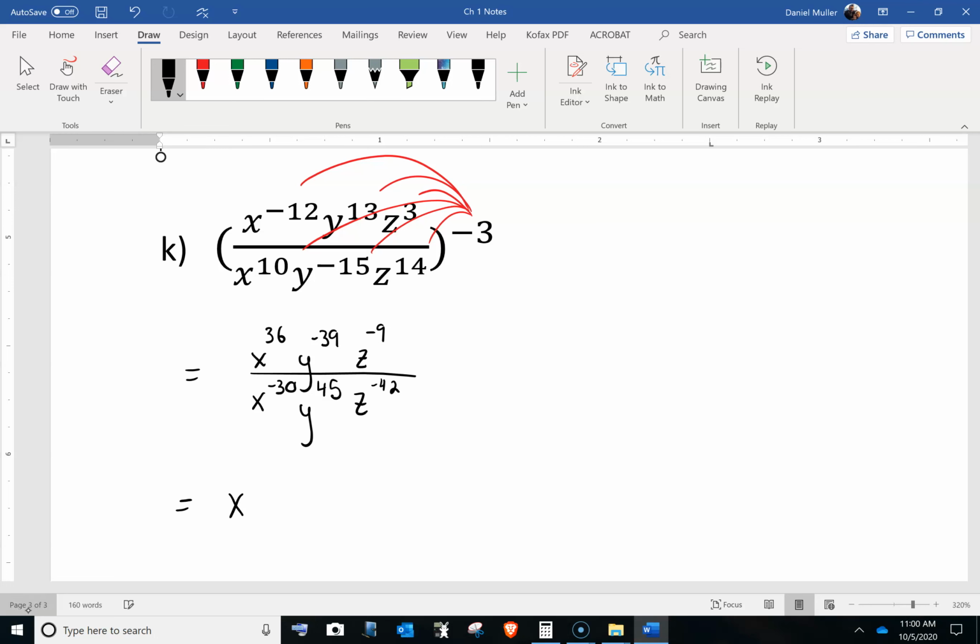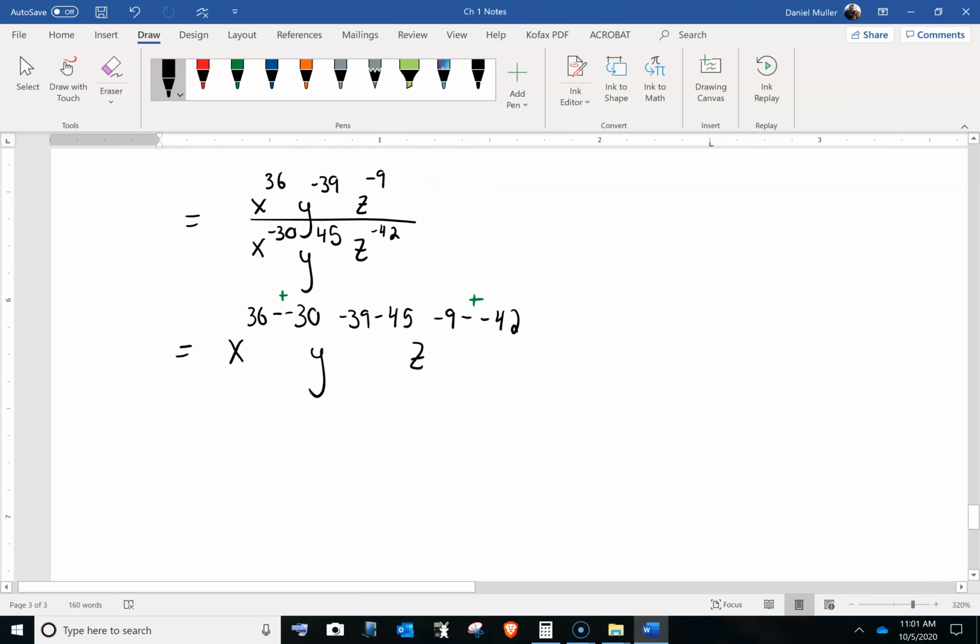Now I can subtract. So I've got the 36 subtract the bottom, which is a negative 30. I've got the y, I've got a negative 39 subtract the bottom, which is 45. And I've got the z, I've got the negative 9 subtract the bottom, which is negative 42. So I am subtracting a negative at the beginning here. That's just going to be a positive, which is nice. And right here at the end as well, subtracting a negative will be the same as addition. So really, this is going to be 36 plus 30, which is going to be 66.